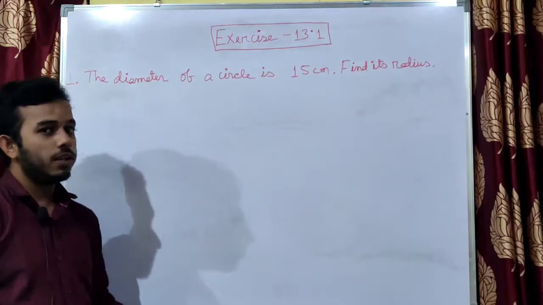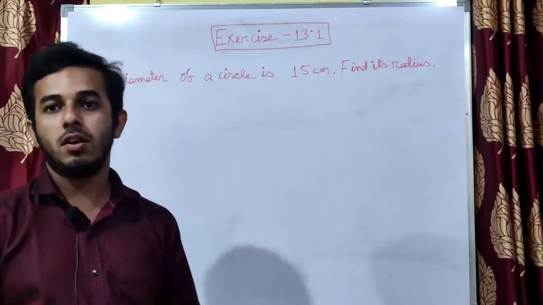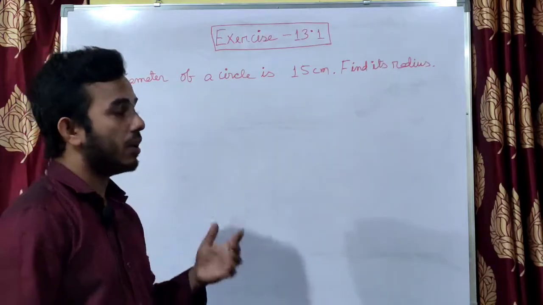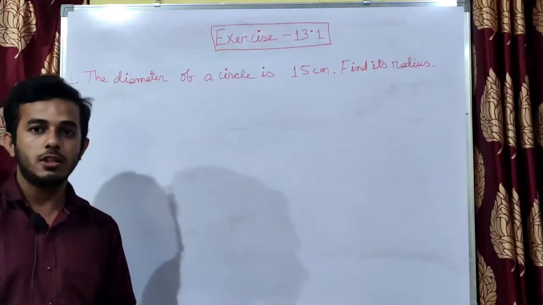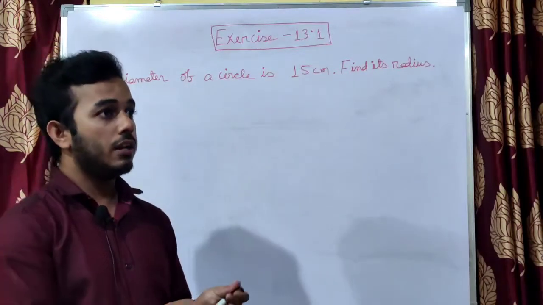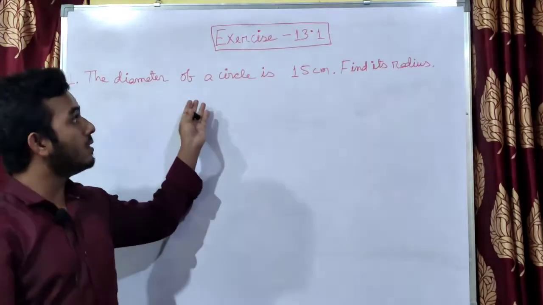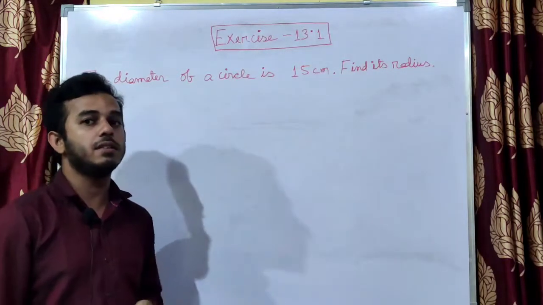Hello students, today in this video we will solve exercise 13.1 that is based on circles. In the last video we discussed circles, their properties and many more. So let's begin with our first question: the diameter of a circle is 15 centimeter, find its radius.